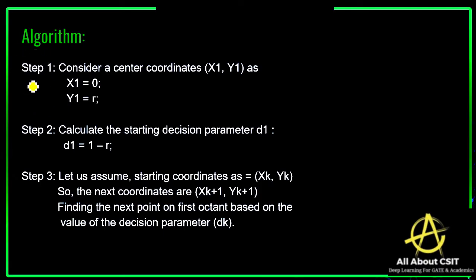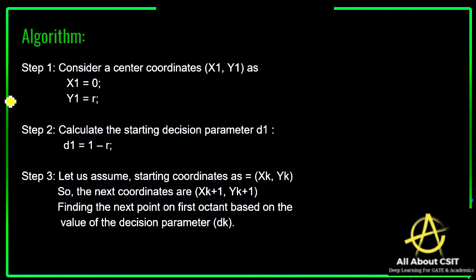Let's see the algorithm first, then I'll take an example by applying this algorithm and show you on the graph how these points are going to be generated and how the arc is going to appear. Whenever I draw the arc, the remaining quadrants have to be applied. I'll show you only one octant in this example, and the remaining octants you have to find out. Only the mirror reflection is there, and you are going to generate a circle.